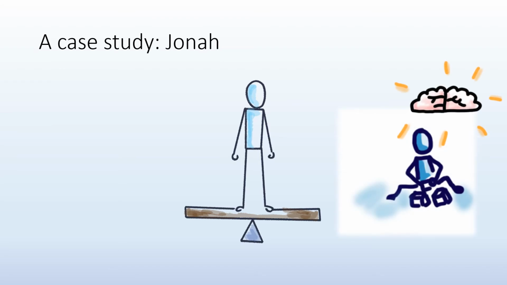Small changes have led to a much more settled, regulated child who has the capacity to build vital social and emotional links with his peers. Nursery staff have described Jonah as a changed child.